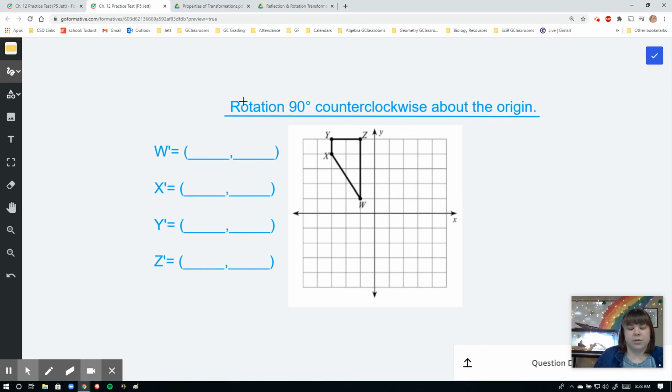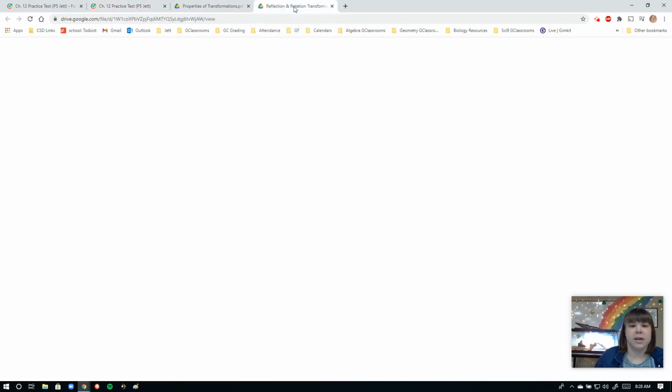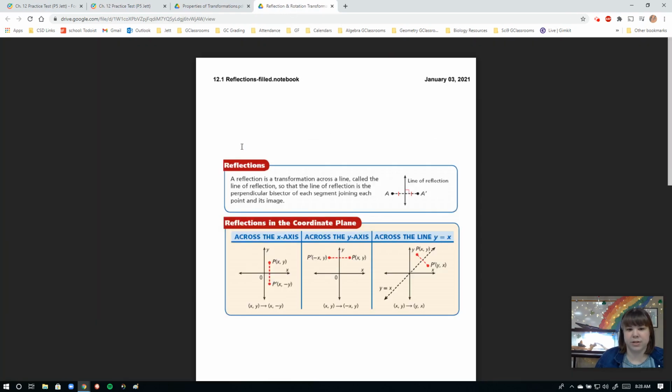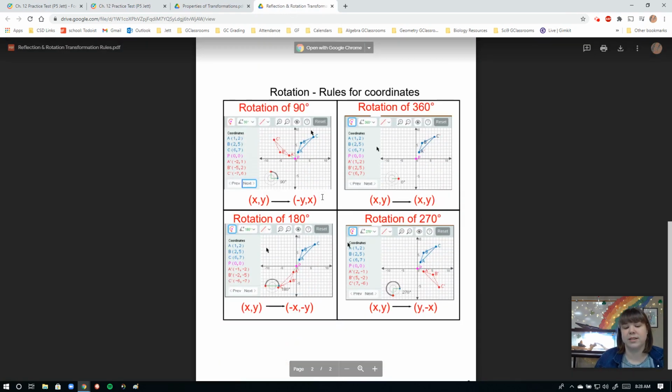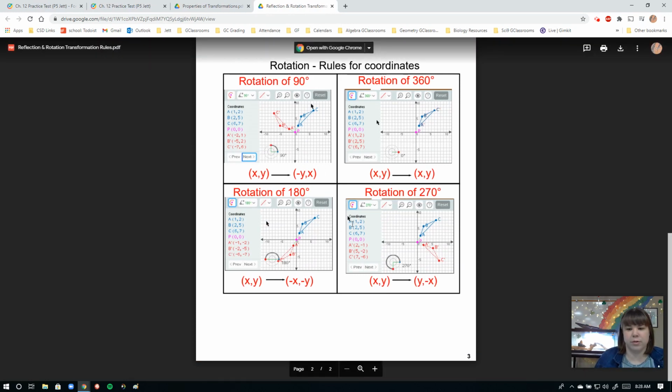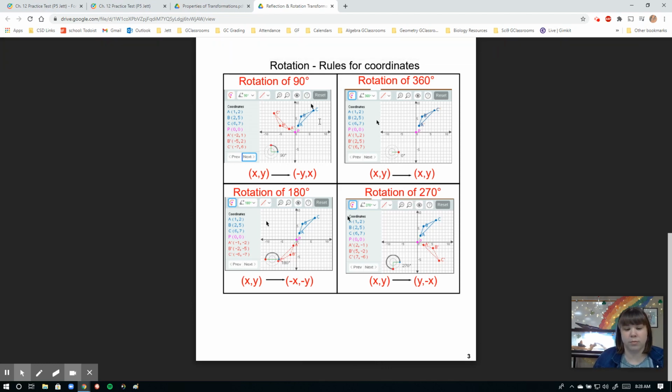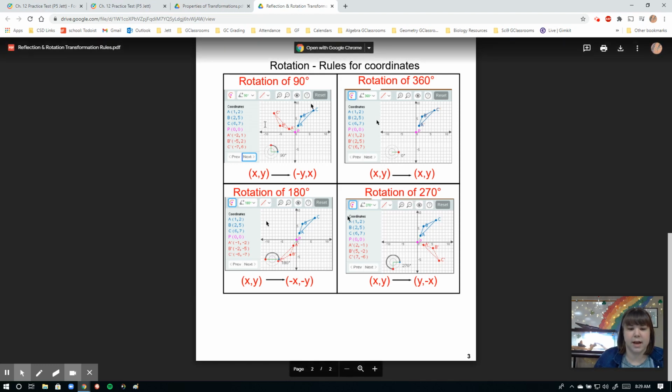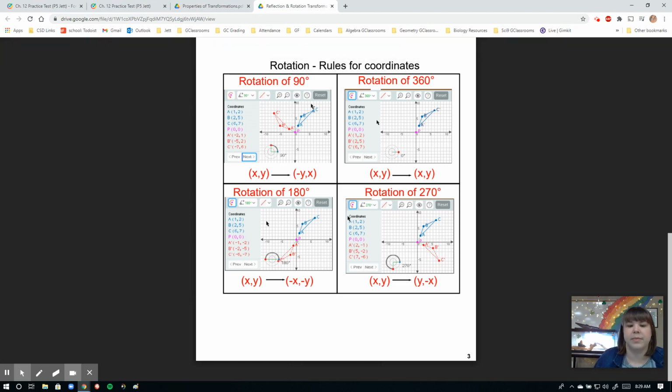The first thing that you should do is when you see rotation of 90 degrees, you should look up what the rule is for how to rotate 90 degrees using X and Y. So I've put on Google Classroom some resources that you can use during your test or your practice test. Here's the rules for rotation. So again, we're doing rotation of 90 degrees. These rotations automatically go counterclockwise. So if you see something that says counterclockwise, that means normal. We're going kind of from 12 o'clock to 9 o'clock to 6 o'clock to 3 o'clock.